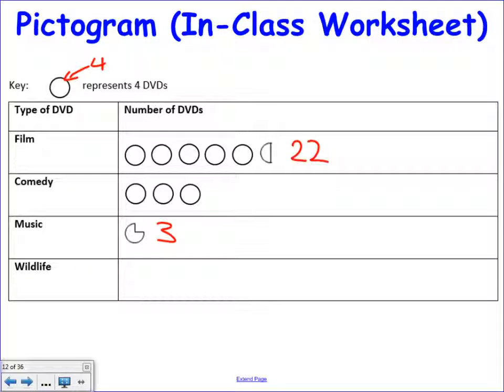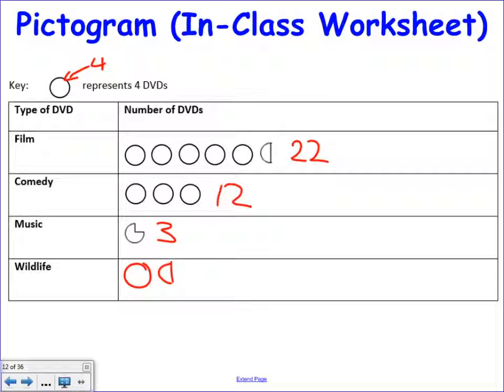22. And how many comedy? 12. So that's 4, 8, 12, 16, 18, 22. Okay? Sorry, 20, 22. Carl owns 6 wildlife DVDs. Complete the pictogram. So in wildlife, what do I have to draw? A full circle and a half circle. Good. We'll get that.